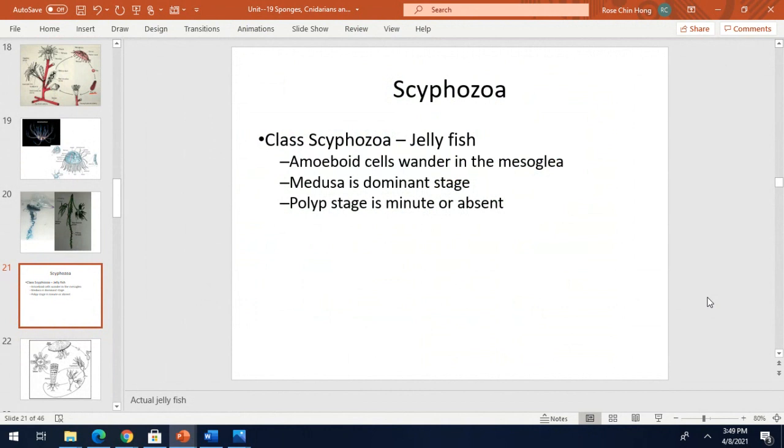All right, so the next class is Scyphozoa. These are the true jellyfish. All right, so what they have are amoeba-like cells that wander around under the mesoglea.